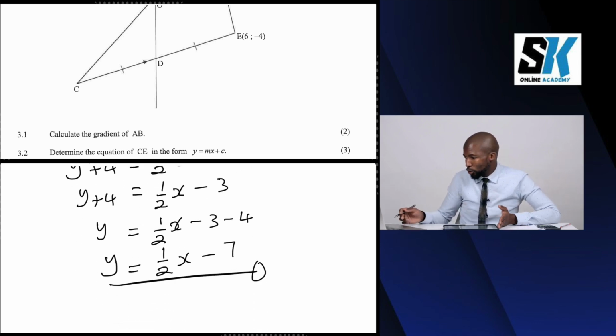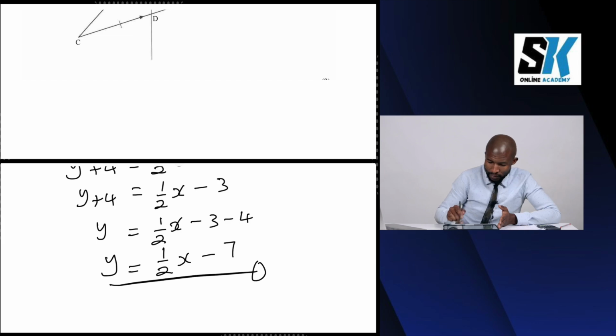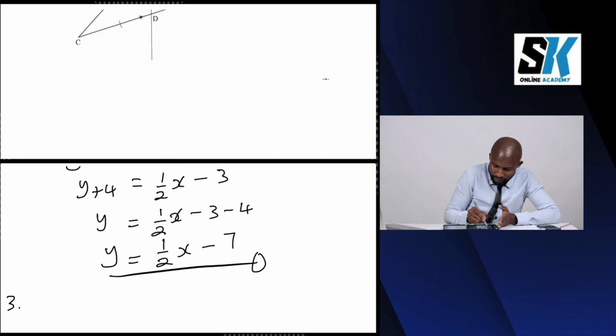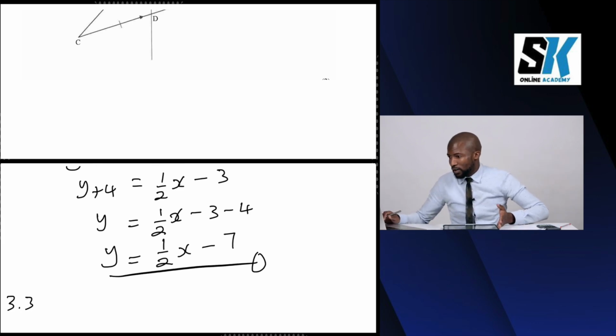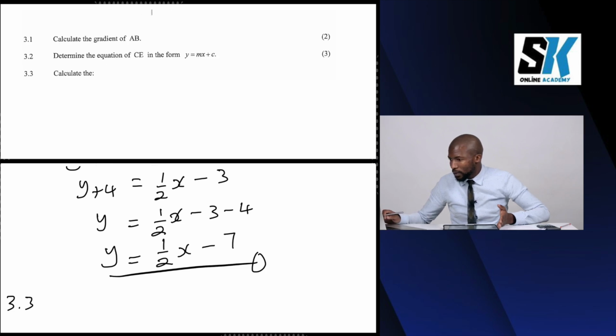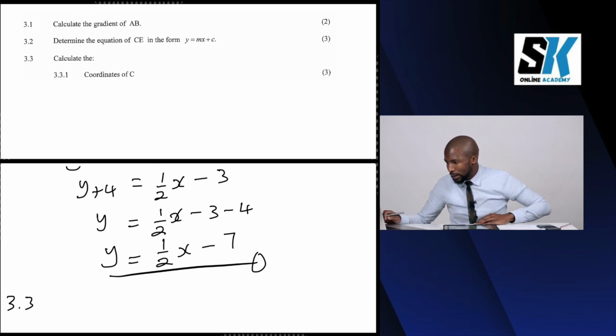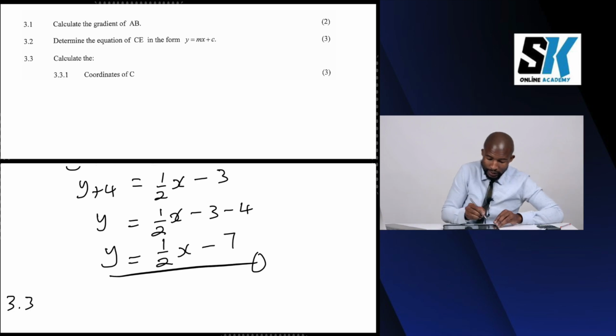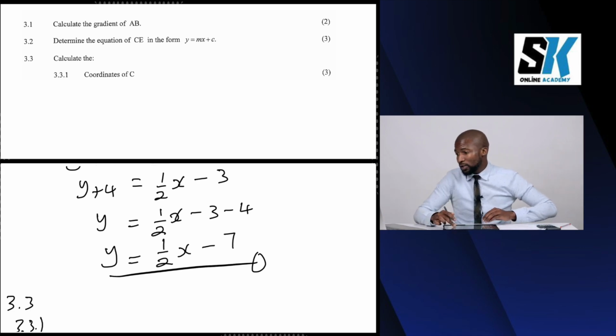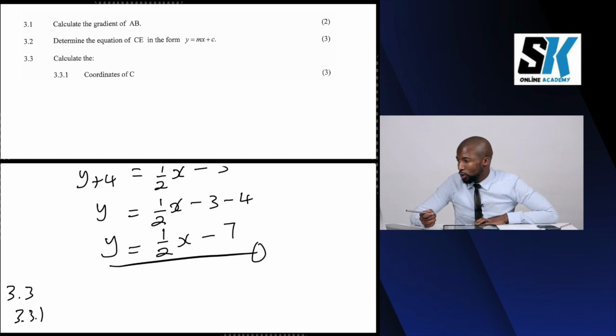And then we go on to question 3.3. 3.3 is a series of questions, if we can see. So 3.3.1, since it's a series of questions, they say calculate the coordinates of C.